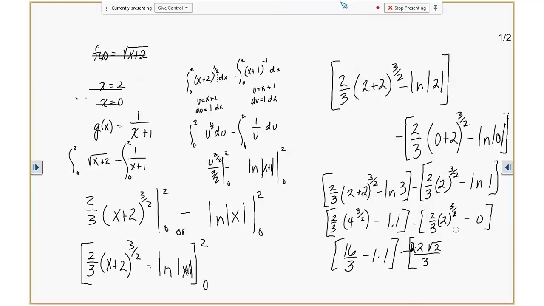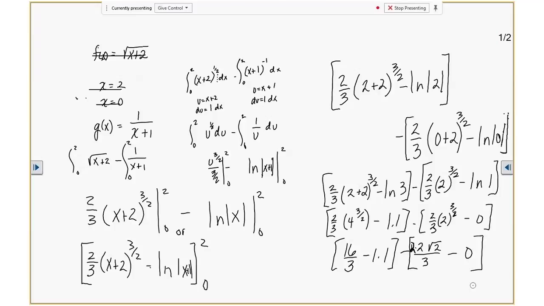Well, the square root of 2 to the 3rd power is the square root of 8, right? And the square root of 8 is the square root of 4 times the square root of 2. And the square root of 4 is what? 2. So you get 2 times 2 times square root of 2. I'll do that in just a minute for you. 0.